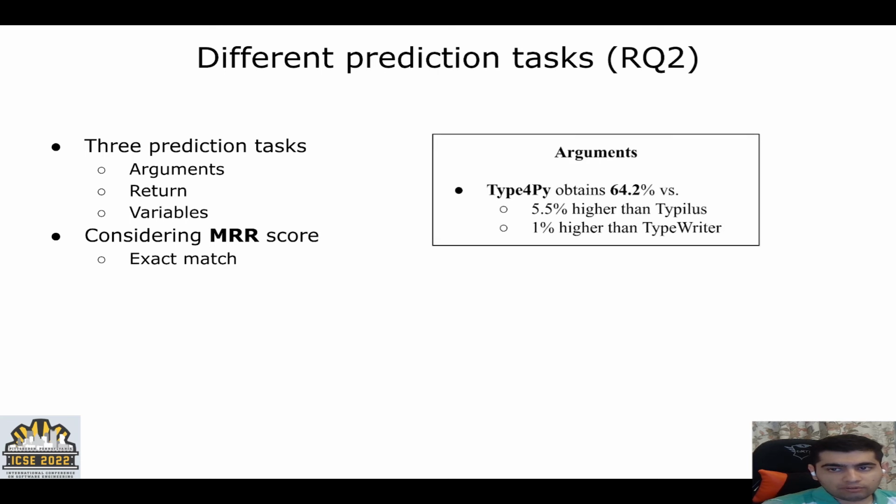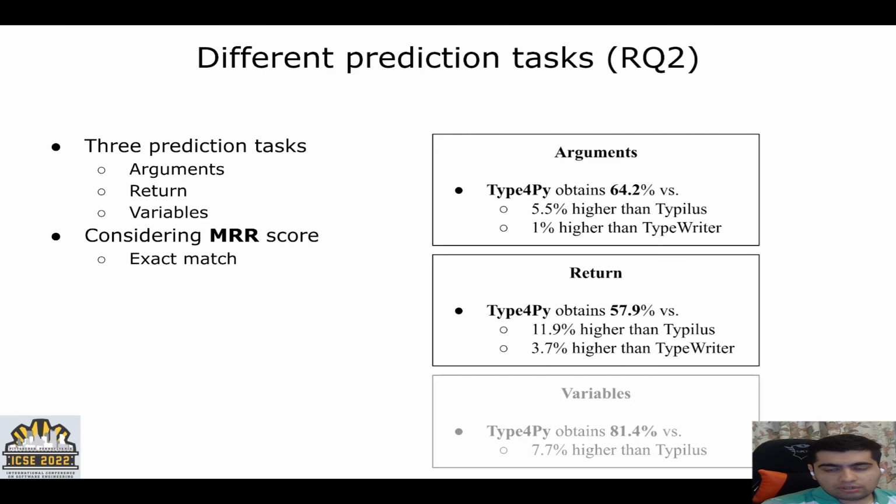And Type4Py, considering the argument task, obtains 64.2%, which is higher than Typilus and TypeWriter. Also, considering the return task and variables, again, Type4Py outperforms both Typilus and TypeWriter significantly.